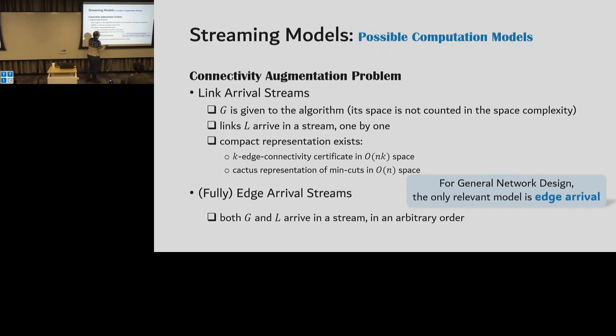I just want to make sure, since I described two problems: link arrival only makes sense for the connectivity augmentation problem. For the general network design problem, since we receive the whole graph in the input, only edge arrival makes sense. Whenever I talk about the general network design problem, I'm referring to edge arrival streams. Oh, yeah, you're only considering insertion only. Yeah, that's it. I'll talk toward the very end.